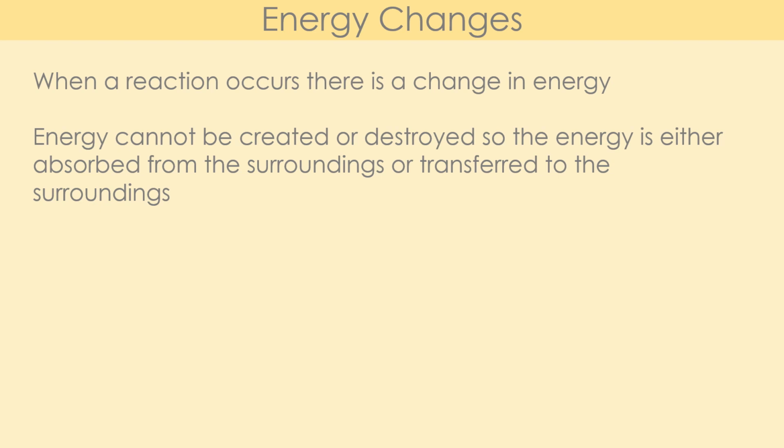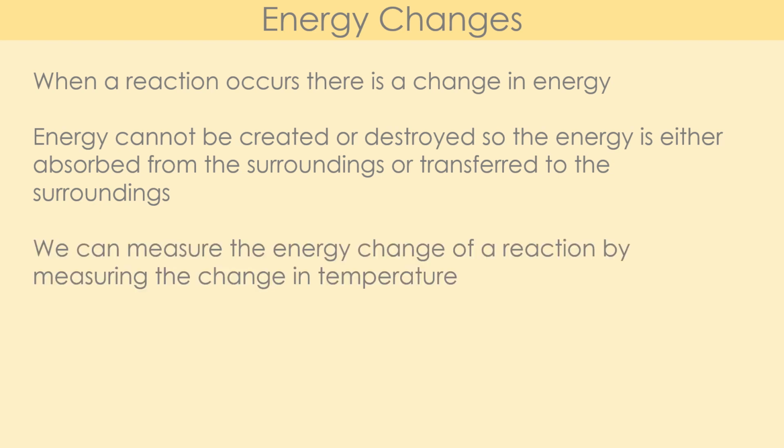When we're talking about the surroundings, we mean anything around it. What we're talking about is the actual chemical bonds themselves, so it's going into the chemicals. And we can measure the energy change of a reaction by measuring the change in temperature. If we see a change in temperature, we can say that there has been an energy change. And we'll look at what each of those mean.